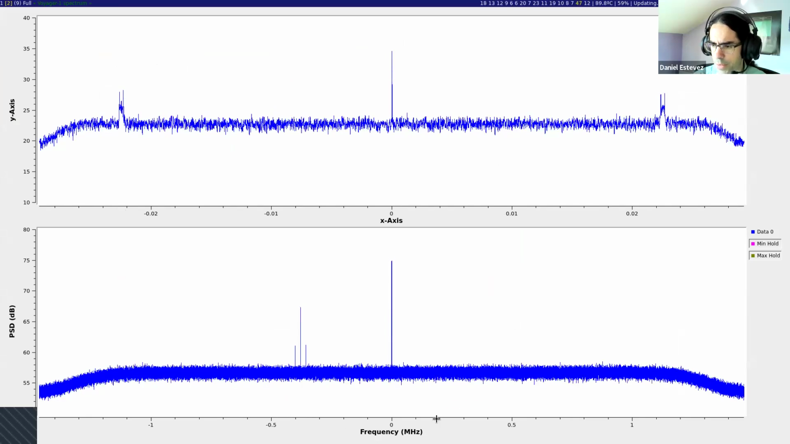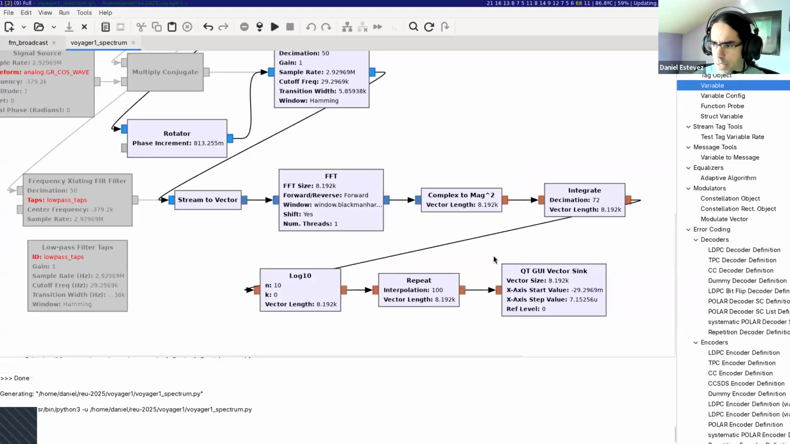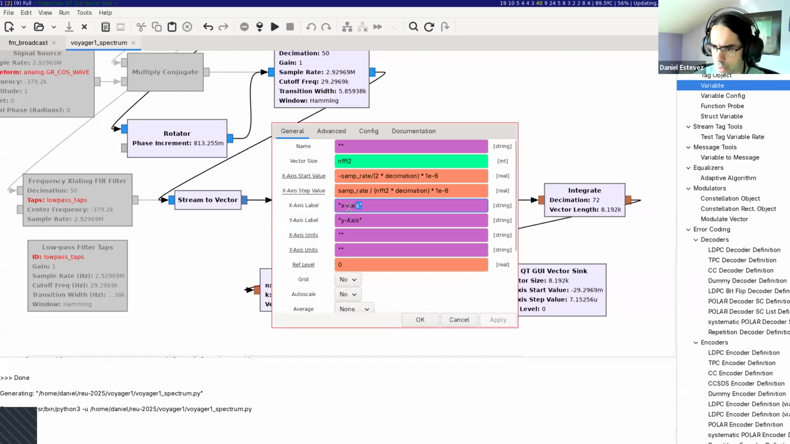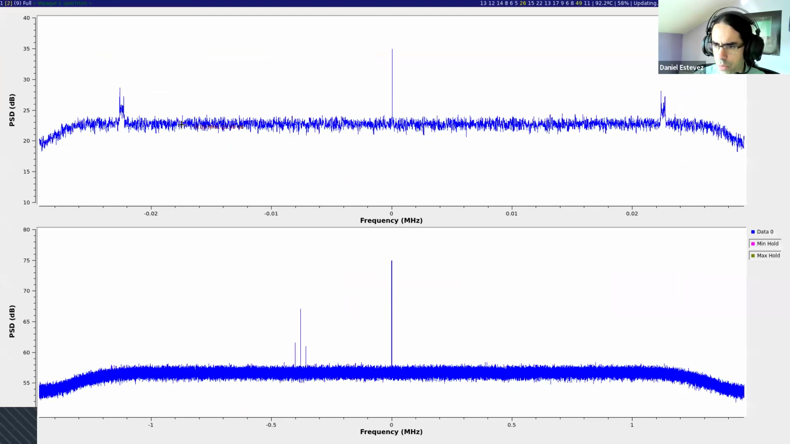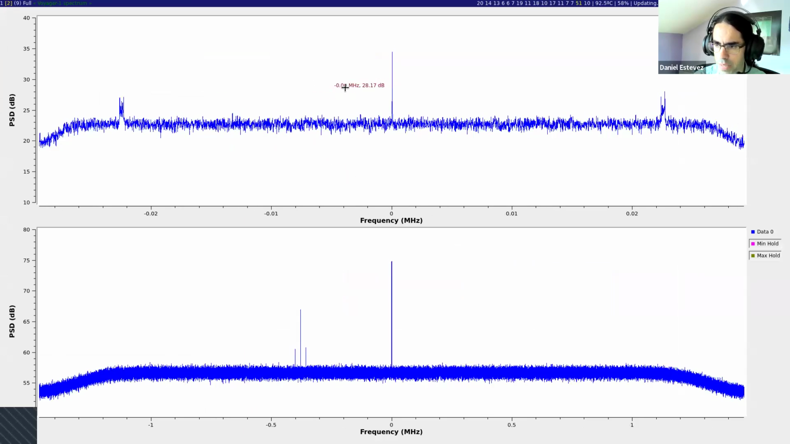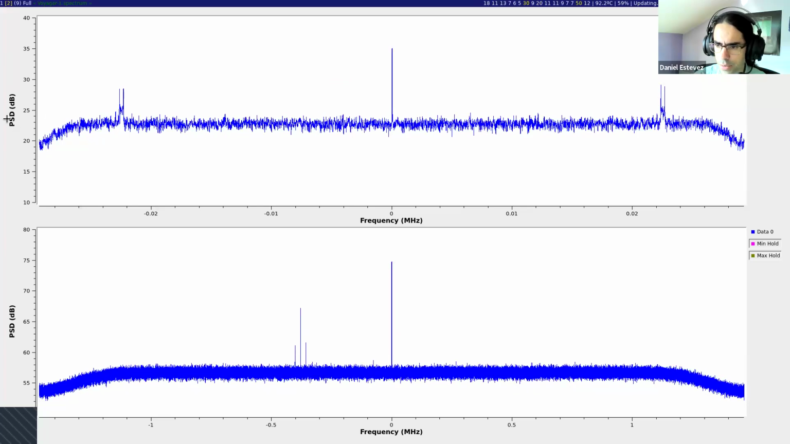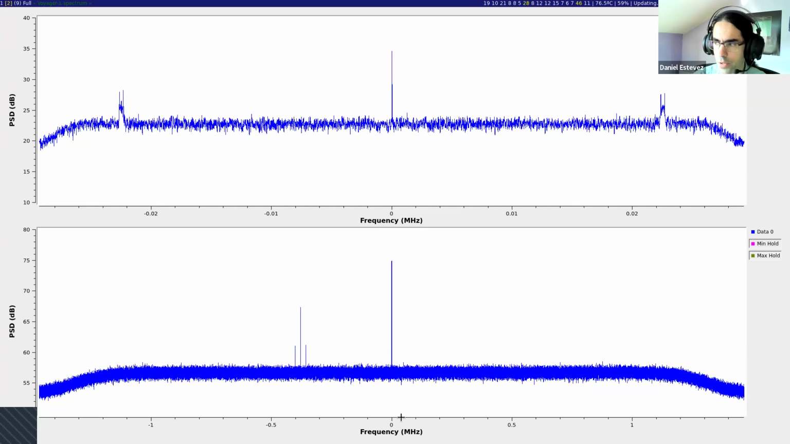I see this one has the label frequency megahertz. This one doesn't because I forgot to put it. Where do I put it? Here. Here we can enter frequency megahertz. Here we can type in PSD, which means power spectral density in decibels, and we can also put units here, megahertz, and dBs for the y-axis. And so we have megahertz, and the cursor also says megahertz and dBs. This is also megahertz and dBs, and the same one for this.